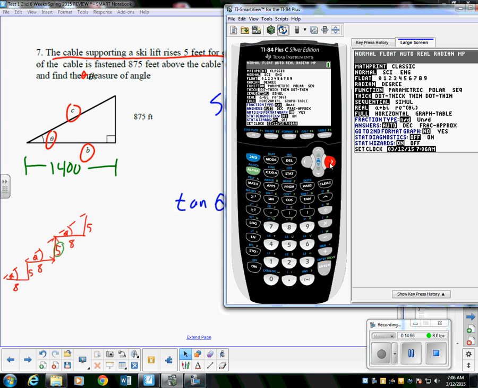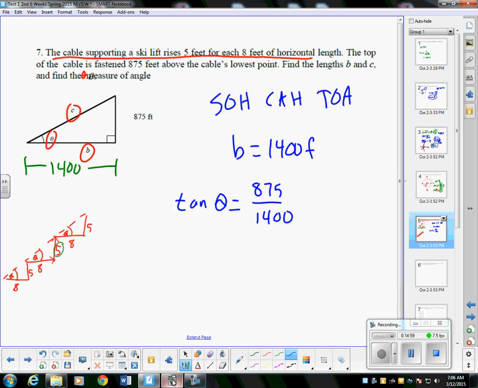The reason I'm doing that is I know already that for me to get theta here, I'm going to have to take the arctan of 875 over 1400. And like I said in class, anytime you use the sine, cosine, or tangent button on your calculator, you need to make sure you're in the right mode. And the mode is determined by the angle that you're working with. In this case, I told you it's going to be degrees because you're not given that in the problem.